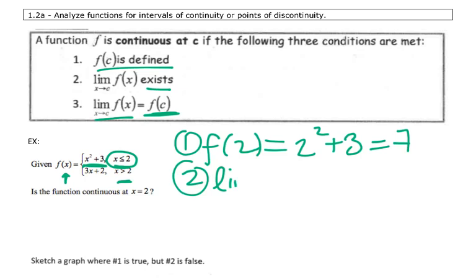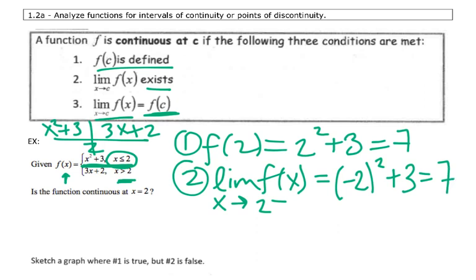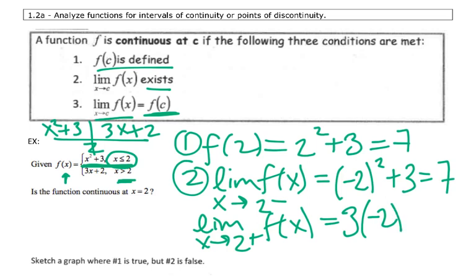Now let's figure out what the limit of f of x is as x approaches 2. In order to figure out the limit, we're going to have to figure out what it is from the left and what it is from the right. So from the left, I'm going to use this top condition because when x is less than or equal to 2, we're looking at x squared plus 3. When x is greater than 2, we're looking at the piece 3x plus 2. So from the left, I'm going to plug in 2 squared plus 3. That's going to give me 7. Now let's do the limit as x approaches 2 from the right. I'm going to plug into 3 times 2 plus 2. That's 6 plus 2, which is 8.